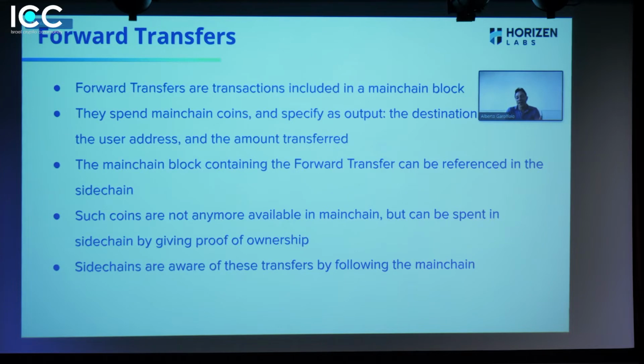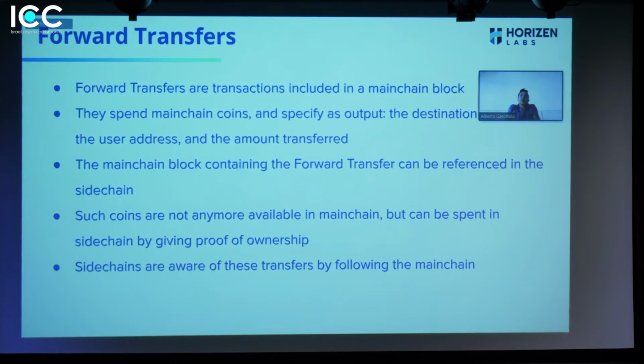Now let's see in detail what the characteristics of forward transfers are. You can imagine a forward transfer as a transaction that is included in a main chain block. It's a transaction that, like any other transaction, is spending main chain coins, but as an output it specifies, for example, the destination sidechain, because, remember, we can have different sidechains, the user address on that sidechain, and the amount that should be transferred.